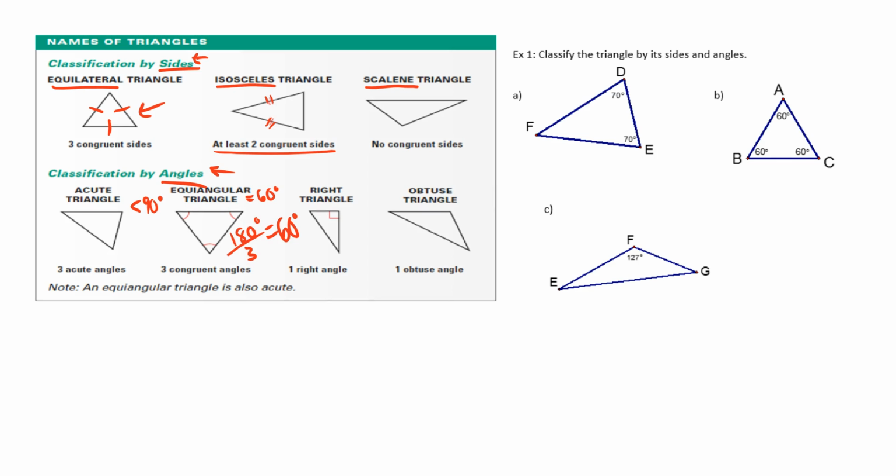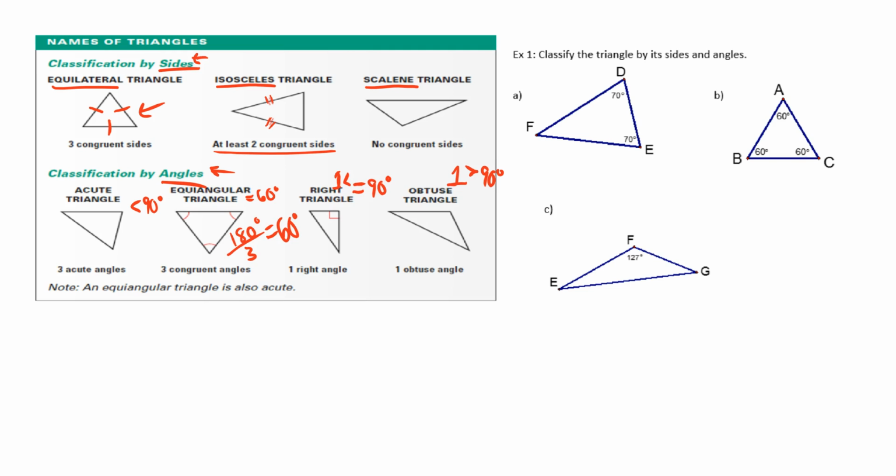A right triangle is one where one of the angles is equal to 90 degrees. So one angle equals 90. And then finally, obtuse, we have one angle that is greater than 90 degrees. And that's it. So again, just something you have to memorize when we're talking about classifying. You just have to know what those words mean and be able to classify using those names.